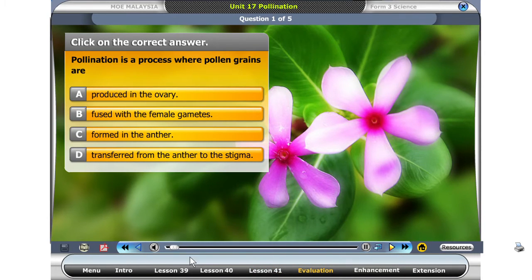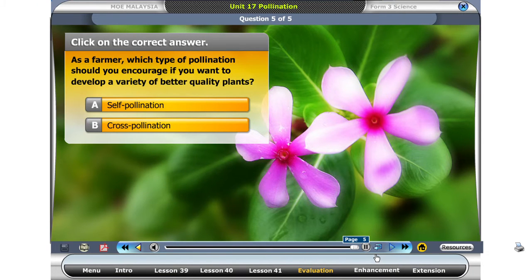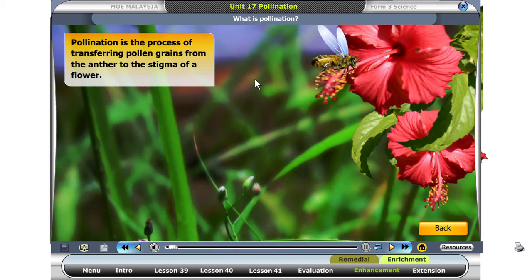Click on the correct answer. Click on one of the questions to see the answer.